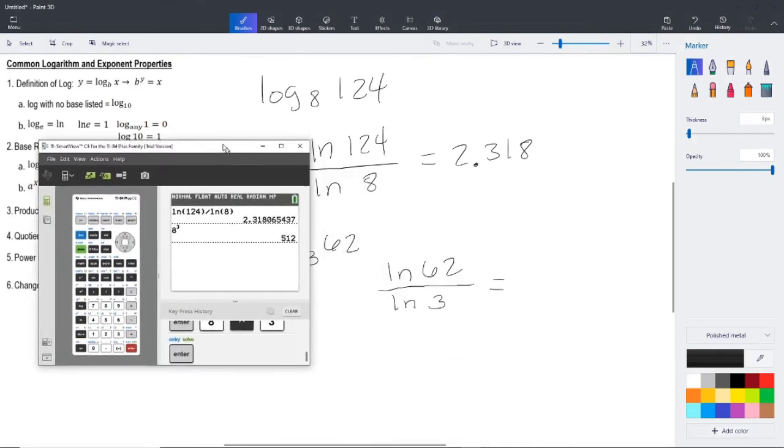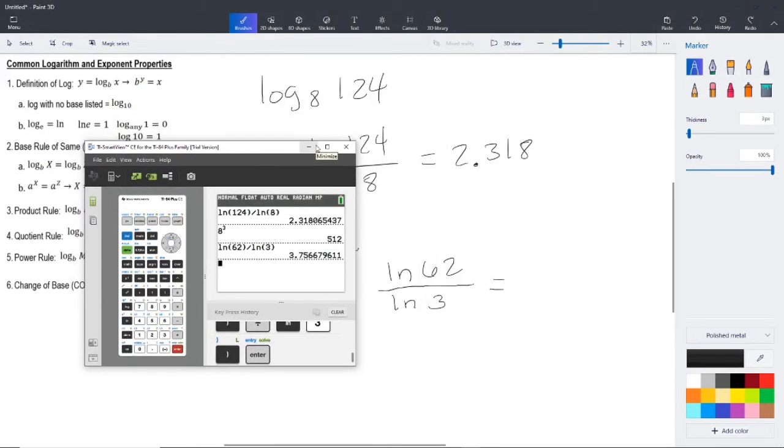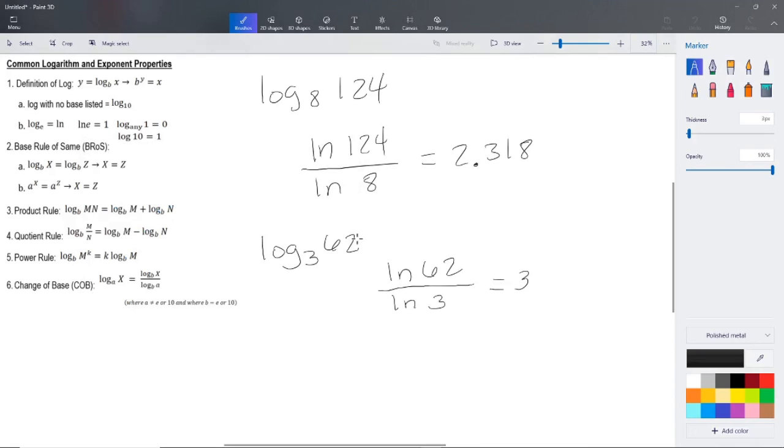Let's move it so we can see what we're trying to do here. And we're trying to do the natural log of 62 divided by the natural log of 3. As you can see, this is 3.7566. We're going to call this 3.757. So the change of base, again, very good equation to allow us to use our calculator when normally we wouldn't be able to.